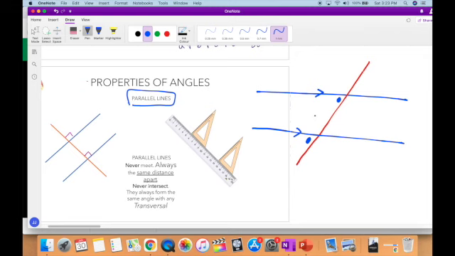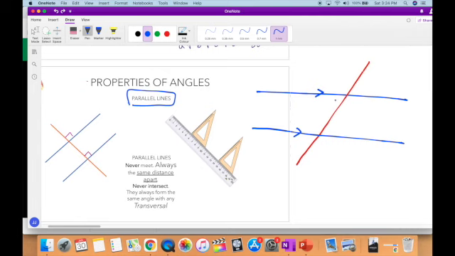That means they are corresponding, right? If I have an angle at the top of the X, and this one is also at the top of the X, then they are corresponding. Same thing. Once they're on the same side of the X, they're corresponding.